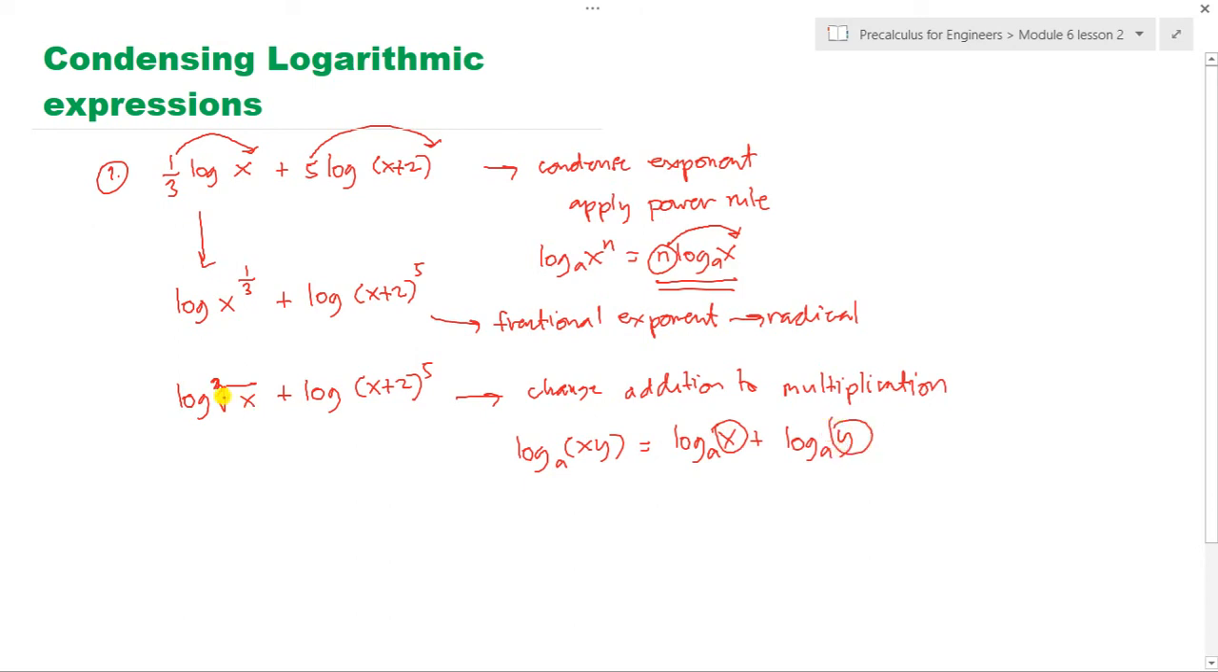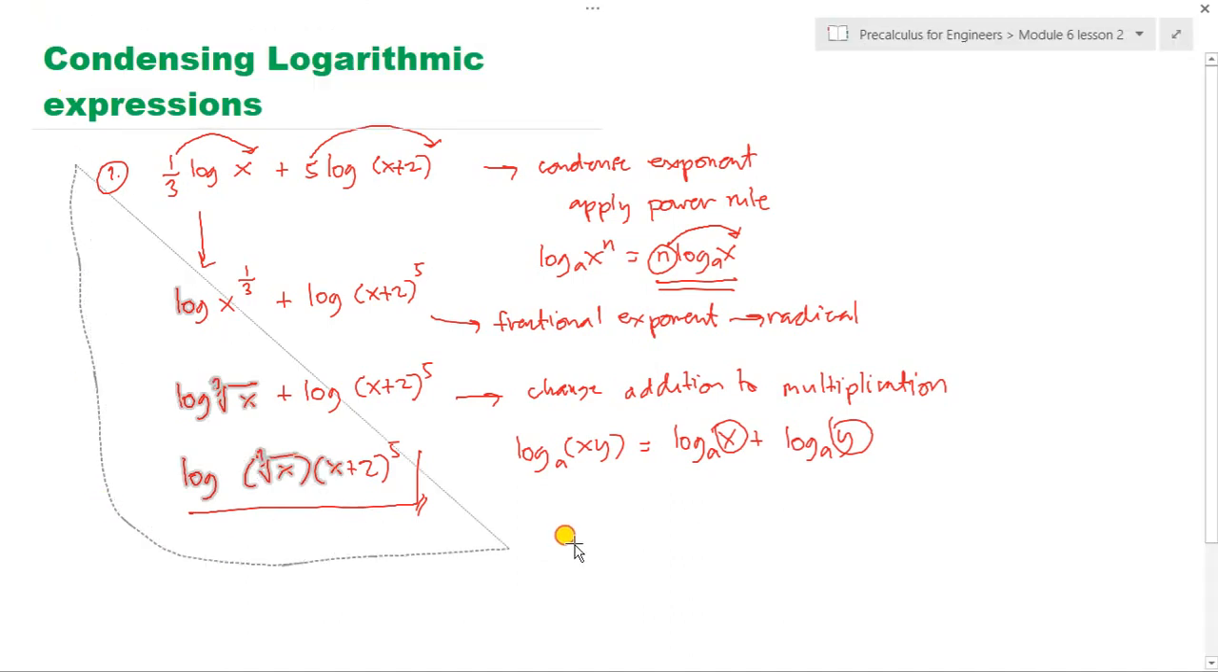Multiply ra. So here at i-multiply, that is log of cube root of x multiplied by x plus 2 raised to 5 to the base of 10. Therefore, ni ang answer. Ni ang condensed nga logarithmic expression. Pwede pa ni siya i-multiply or i-expand, pero mas taas naman good. Kani in factored form lang ni siya, pwede na siya ang answer.